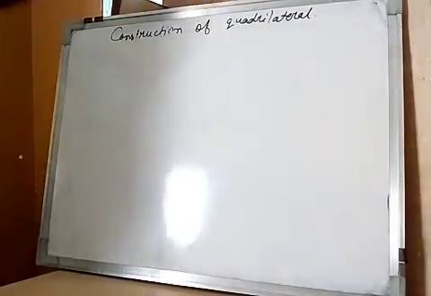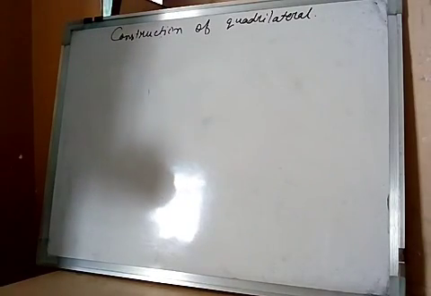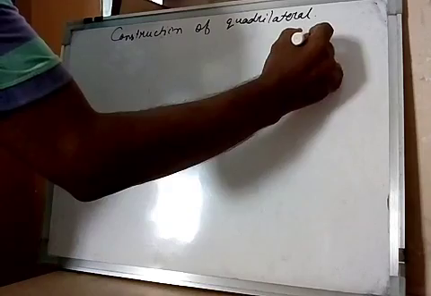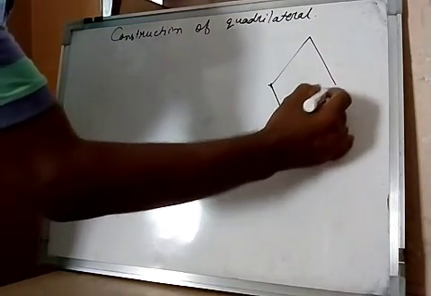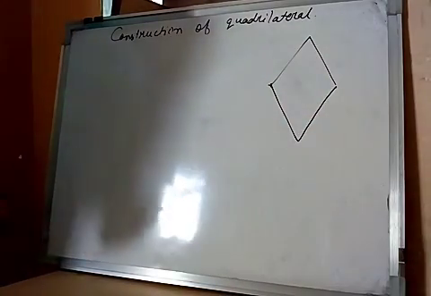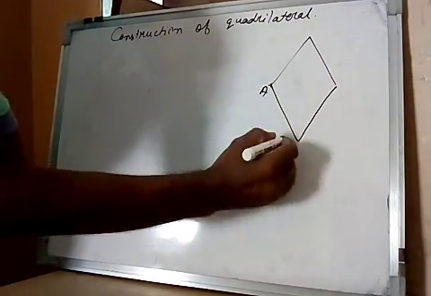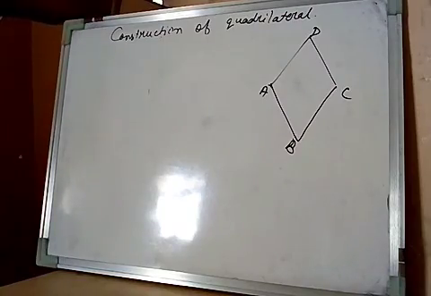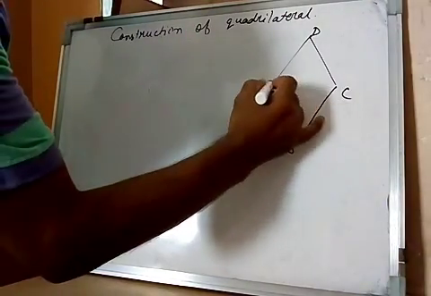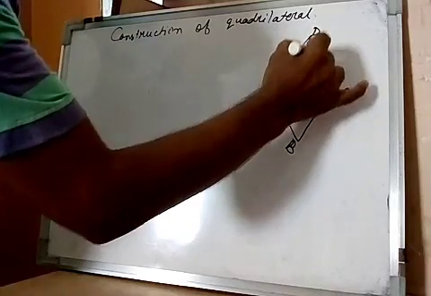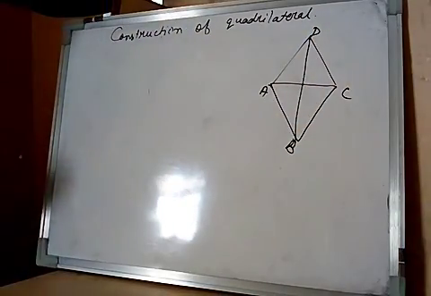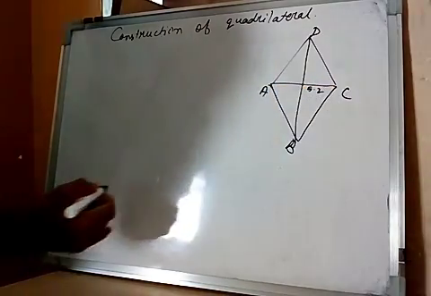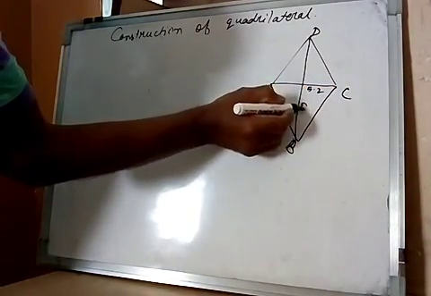Now here question number 2, that is what? Construct a rhombus whose diagonals are given. Rhombus, let's take this example A, B, C, D. One diagonal is AC, another diagonal is BD. So here let's take AC is given 5.2 and BD is given 6.4.